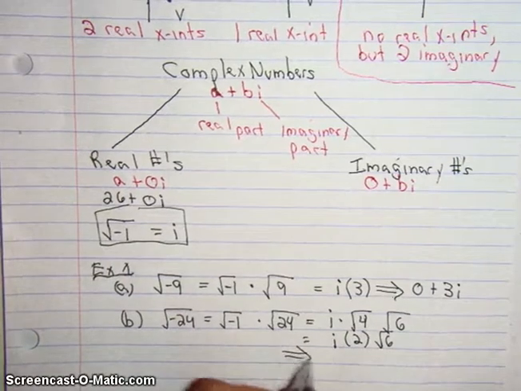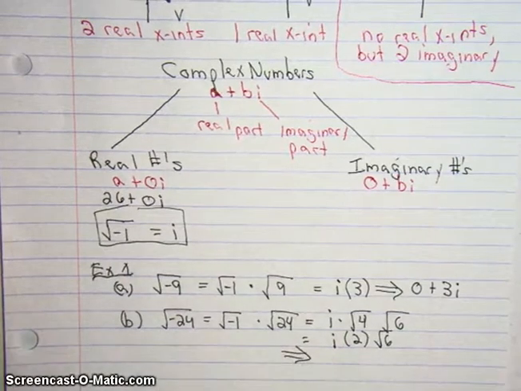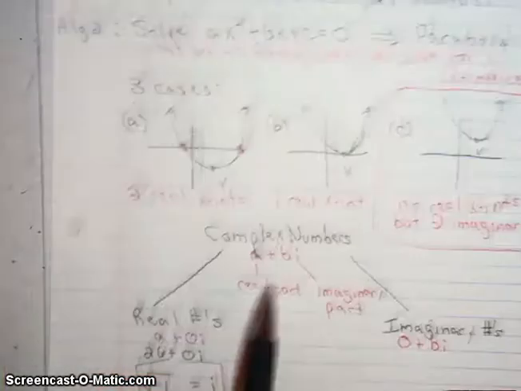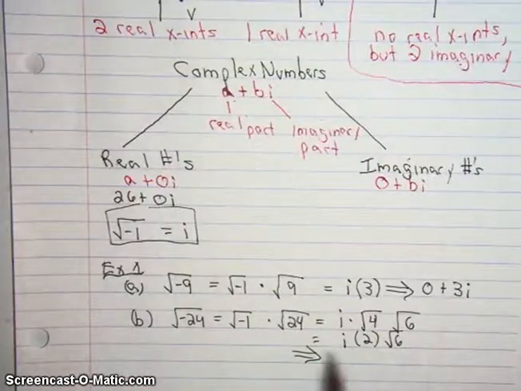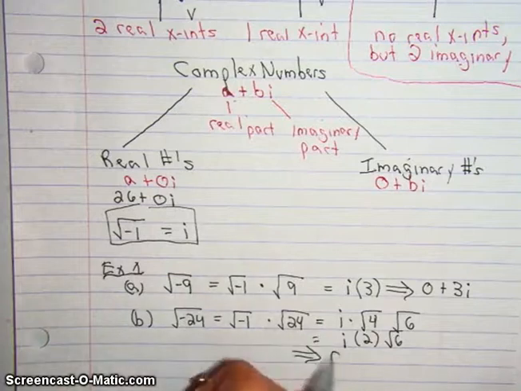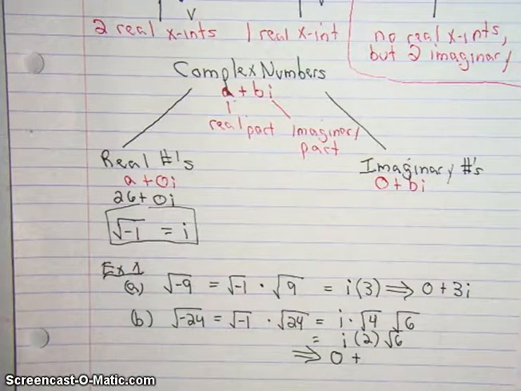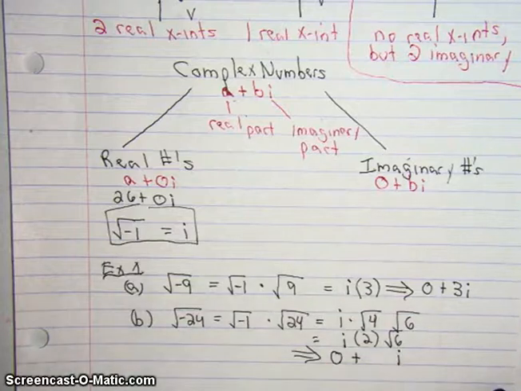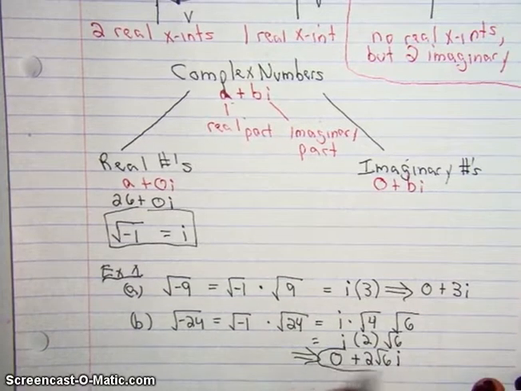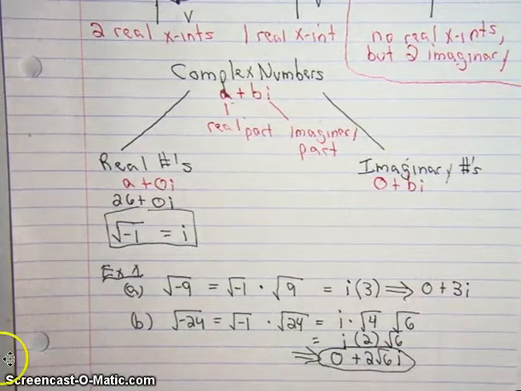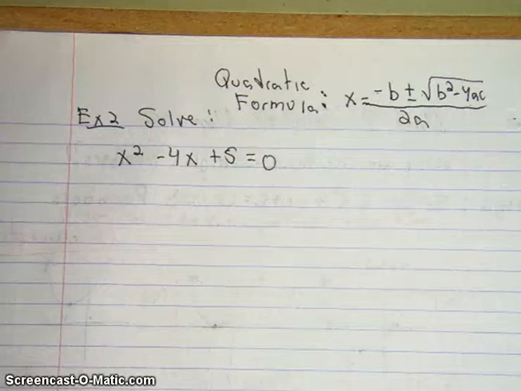Now, how do we rewrite that in complex form? Do we have a real part, gang? Anything that we can add plus bi? Any real number sitting by itself here? No. So it's 0 plus, okay? And i always goes at the end, guys. So once you have an i, you put i at the end. And then the 2 root 6. So that would be the correct form. Yes, these are on the test, okay?